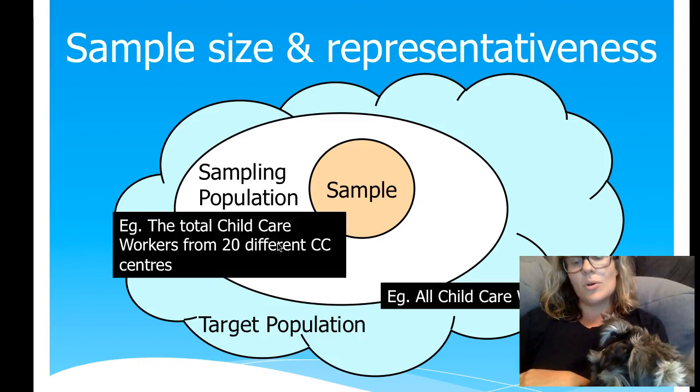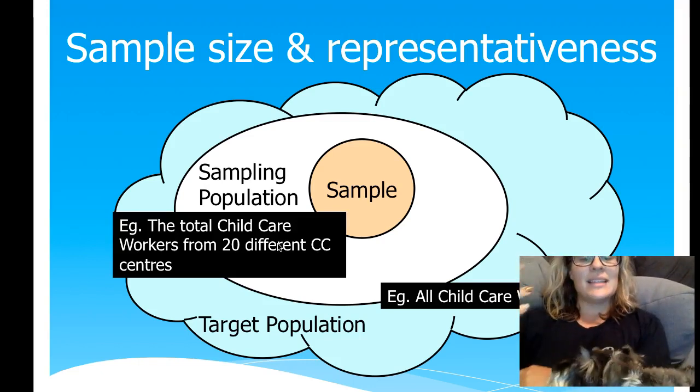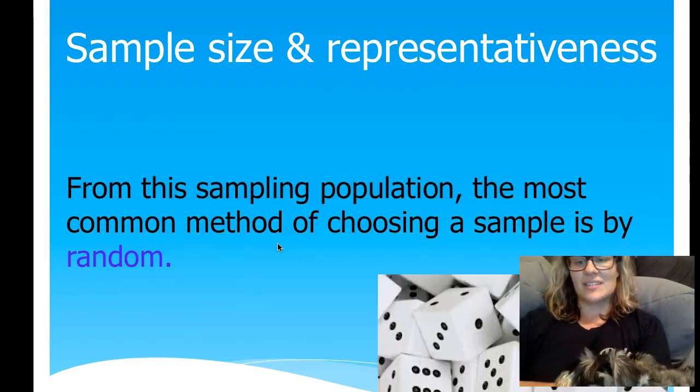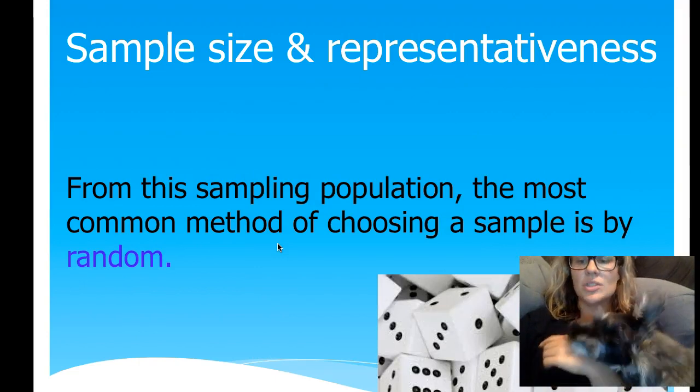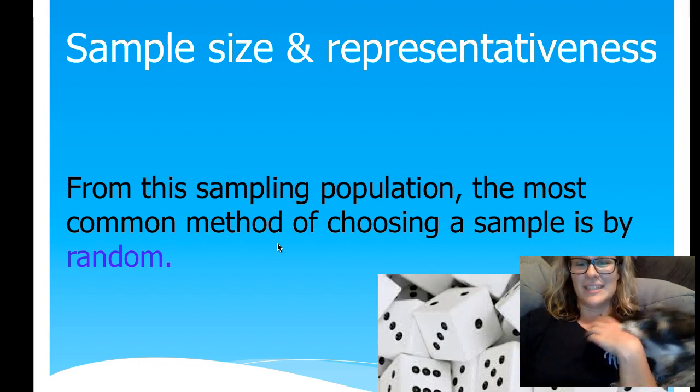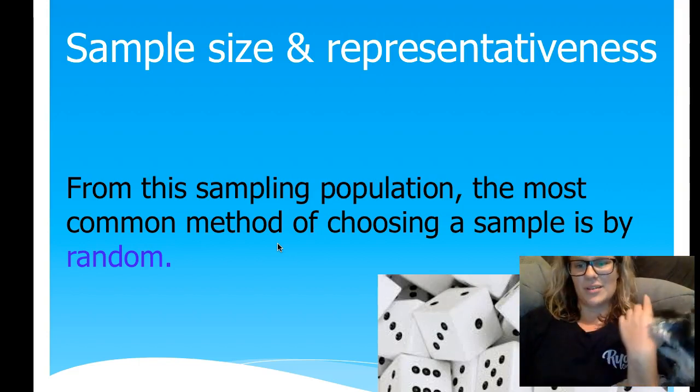For example, all childcare workers, and then we've got the total of 20 childcare workers, and then we've got a sample of the childcare workers in there. So the best way to get an accurate sample is to randomly select your sample of people.